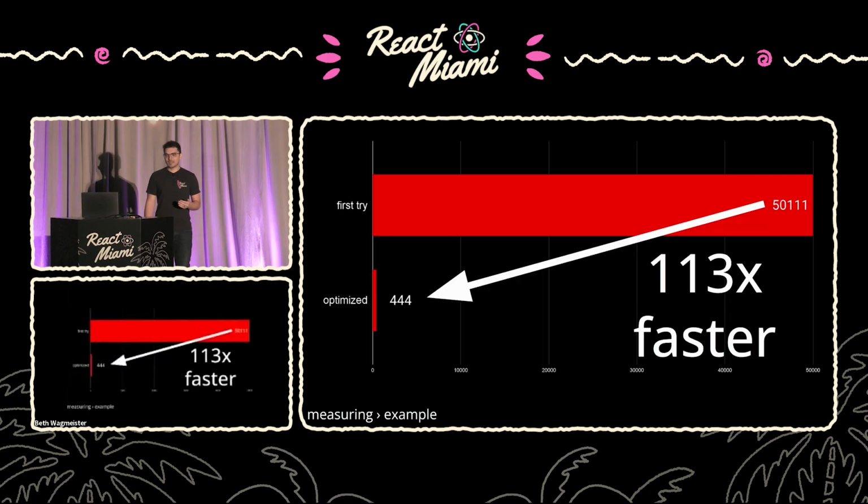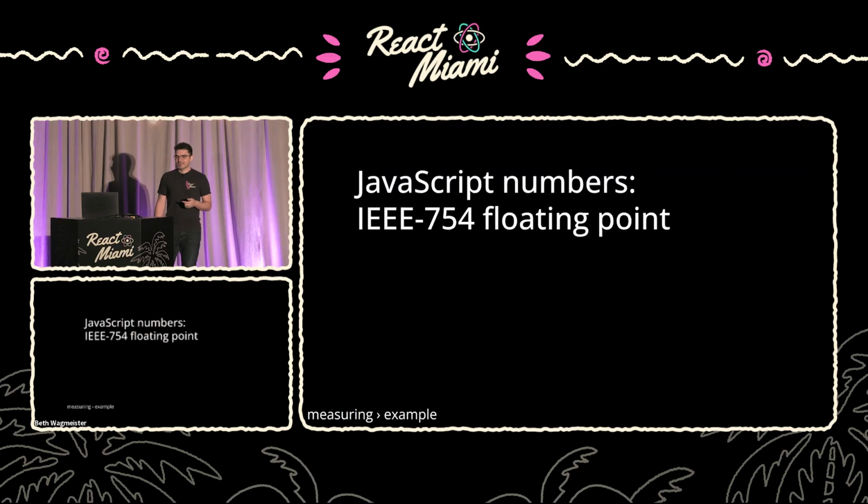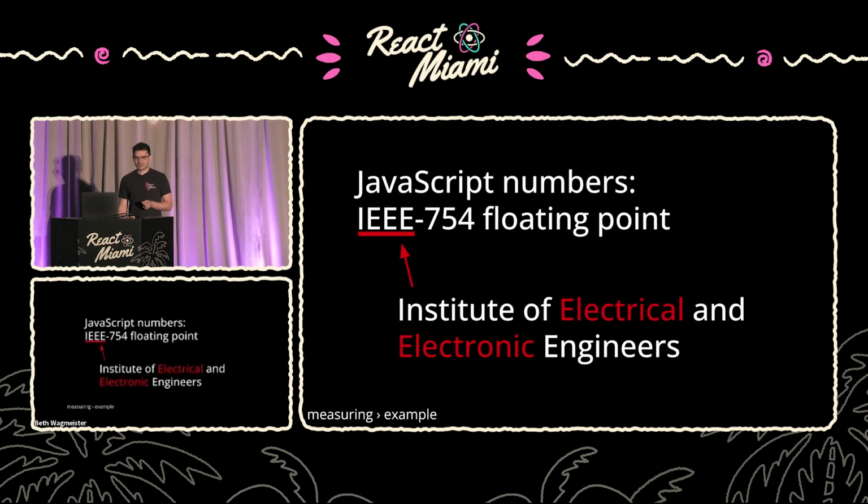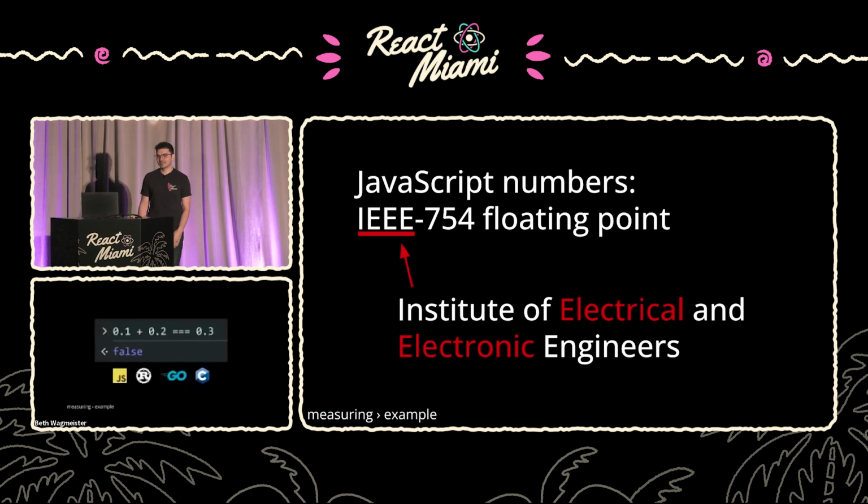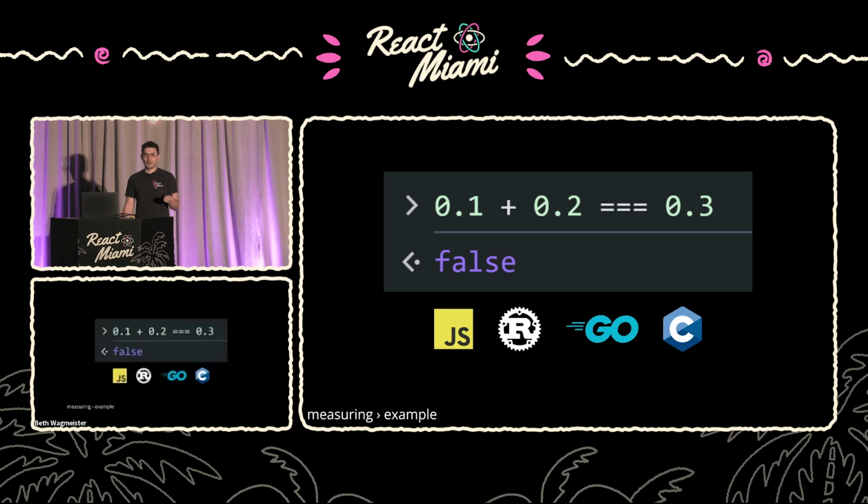All right, so 113 times faster is great. Can we do any better? Let's think about the inputs. Numbers in JavaScript follow the IEEE 754 floating point spec. And by the way, that's the Institute of Electrical and Electronic Engineers. That's the real name. They really wanted to be welcoming to electrical engineers, but didn't want to scare away any of the electronic engineers. So this spec is why 0.1 plus 0.2 doesn't equal 0.3, which, by the way, is true for Rust and Go and C and many more.